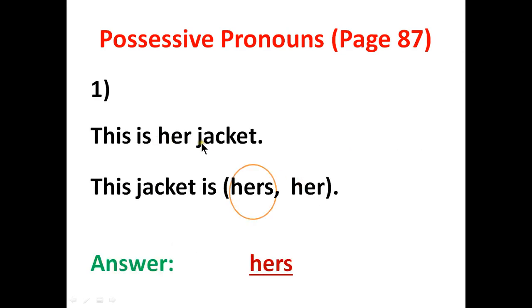For question number 1, as I told you earlier, there will be a pair of sentences. This is her jacket. This jacket is... Now for the answer, we have got 2 options, hers or her. This jacket is hers. Now hers is a possessive pronoun, so that will be our answer. You will circle it and also write it on the line.